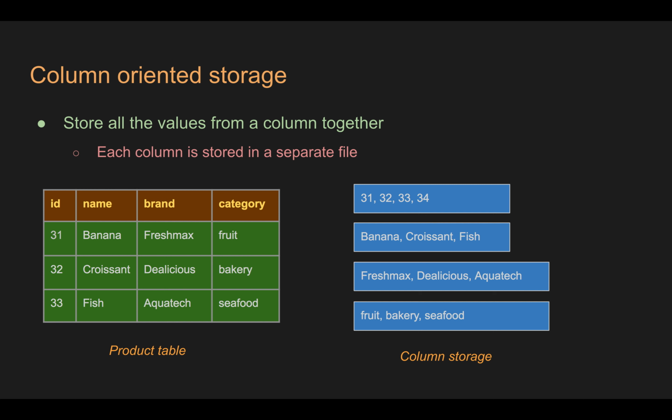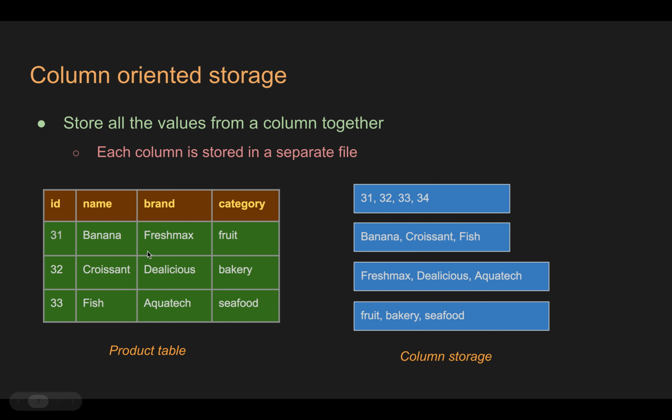So that's where column-oriented storage comes into play. The idea behind column-oriented storage is really simple: you don't store all the values from one row together, but you store all the values from each column together instead. If each column is stored in a separate file, then a query only needs to read and parse those specific columns which are being called for in that query, and that can save a lot of work.